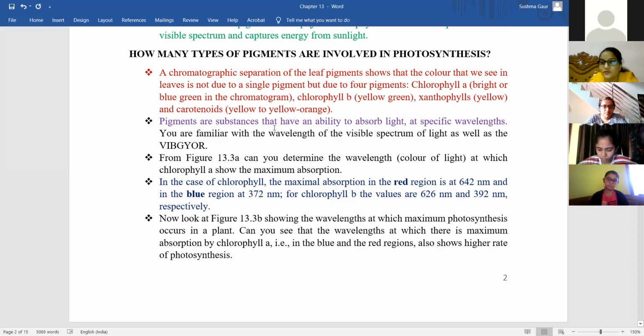So what are pigments? What is the definition of pigments? Pigments are substances that are capable of absorbing light at specific wavelengths, so that they appear as different colors. You know that the colors of a rainbow are explained with a single term, VIBGYOR, which represents the different colors present in a rainbow. Okay. Now let us consider the diagrams.